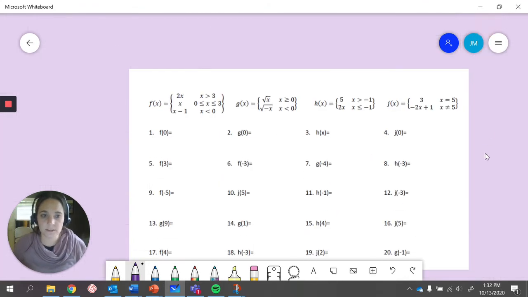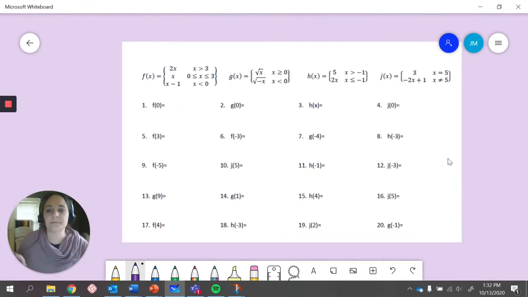So here's also a bunch of equations that we're going to look at. So notice we have some different rules. We have f, g, h, and j. So that's going to tell us which function to use. And in that function, there are also different rules depending on what your x value is. So let's just do a couple of examples.